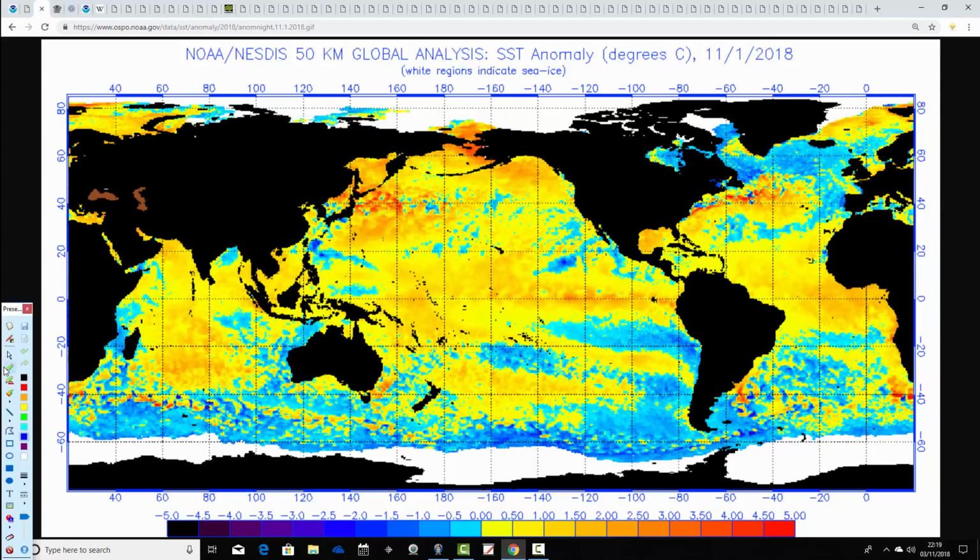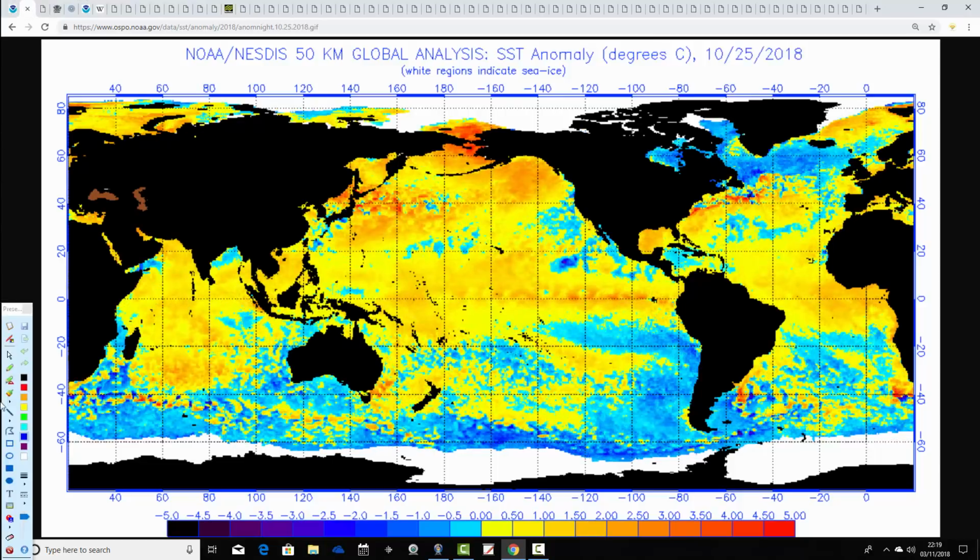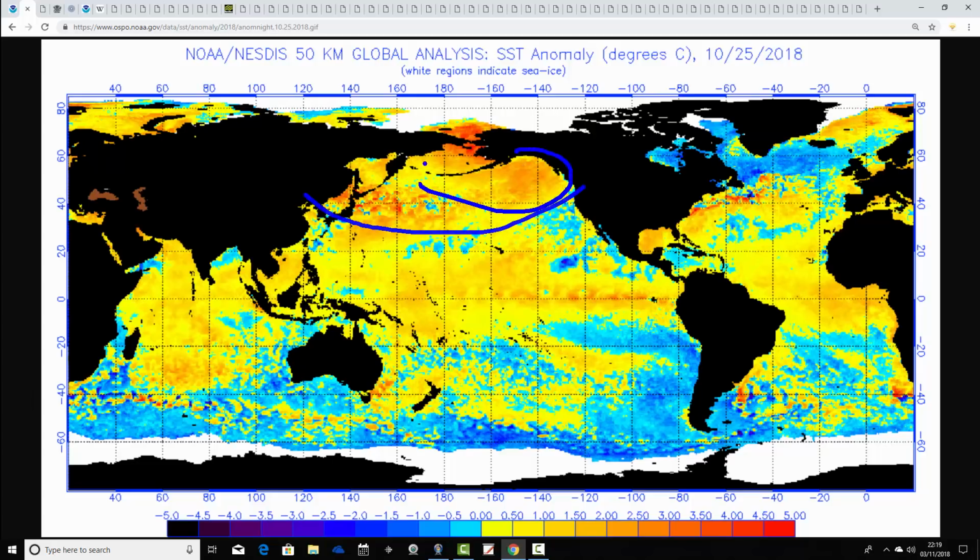It still remains quite a bit warmer than average in the Norwegian Sea, but again, not as warm as it was last year. In the North Pacific, so again, it's how things looked in the northern part of the Pacific Ocean last week up here, particularly interested in this warmer area in the eastern part of the North Pacific. Let's have a look at the latest.